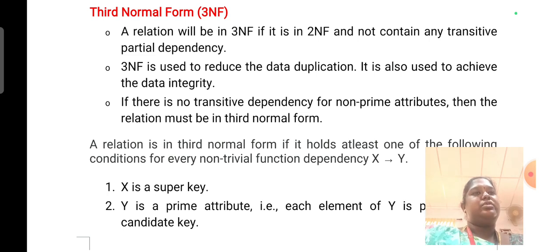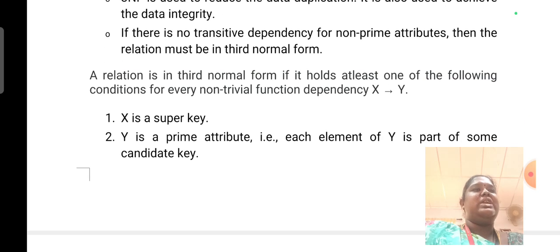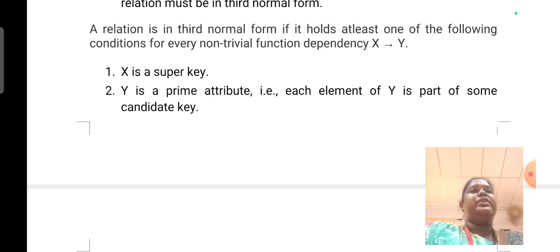If there is no transitive dependency for a non-prime attribute, then the relation is in third normal form. The relation is in third normal form if it holds at least one of the following conditions for every non-trivial functional dependency X tends to Y: X is a super key, or Y is a prime attribute. A non-prime attribute is one that is not part of any candidate key. A prime attribute is one that is part of a candidate key.